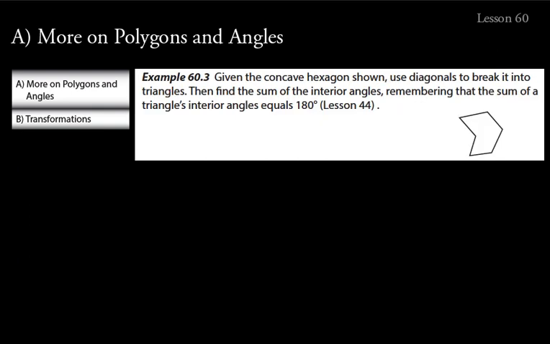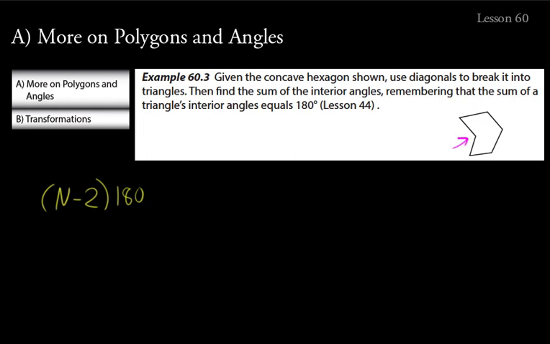Let's do one more. Example 3, given the concave hexagon shown, use diagonals to break it into triangles. Then find the sum of the interior angles, remembering that the sum of the triangle's interior angles equals 180 degrees. You learned that in lesson 44. So that formula for interior angles, n minus 2 times 180 degrees, that also works for concave polygons, because we can break a concave polygon into triangles, which are always a convex polygon. You can't draw a triangle and have a concave side like we have on this hexagon here.